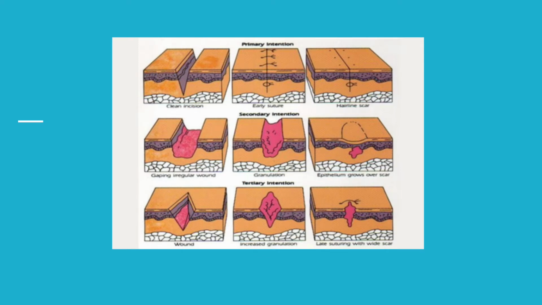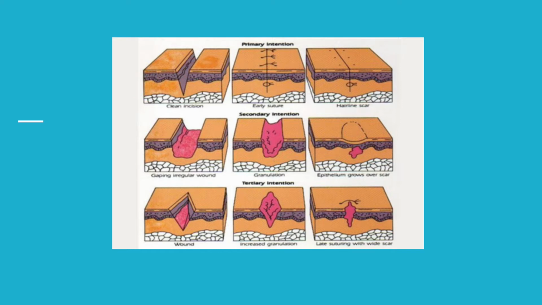Now, let's look at secondary intention. As you can see in this diagram, in secondary intention, the wound base is wider and the wound is allowed to heal from beneath the base by the formation of granulation tissue, and then the epithelium grows over time with the formation of a scar. One very good example would be the incision and drainage of an abscess, whereby the wound is packed with gauze to be left open after the drainage to allow secondary intention to take place.